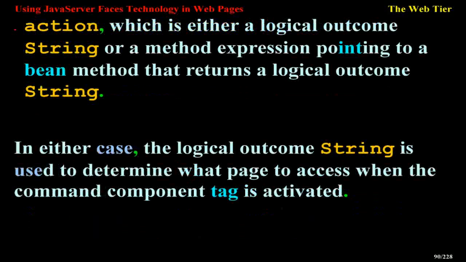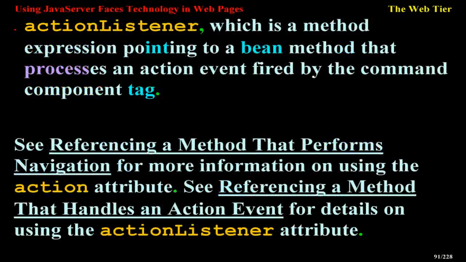Action, which is either a logical outcome string or a method expression pointing to a bean method that returns a logical outcome string. In either case, the logical outcome string is used to determine what page to access when the command component tag is activated. Action listener, which is a method expression pointing to a bean method that processes an action event fired by the command component tag. See referencing a method that performs navigation for more information on using the action attribute. See referencing a method that handles an action event for details on using the action listener attribute.